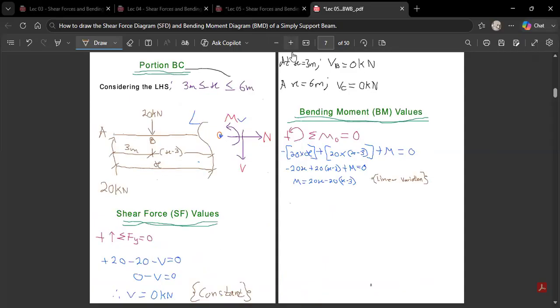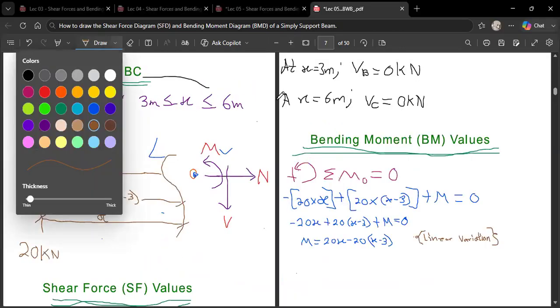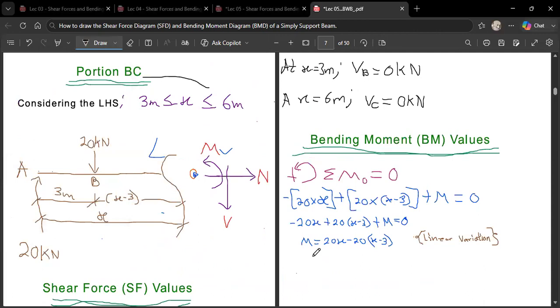So this is it. Okay. So this is how we are going to work the intervals out, and it is as simple as that. So at x is equal to 3 meters, our moment at B is equal to what? 20x minus 20. Okay, but anywhere we see x, we are going to put this 3 over there.